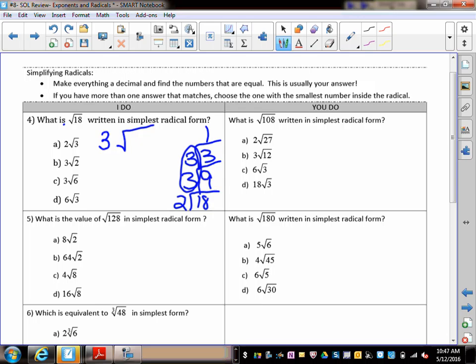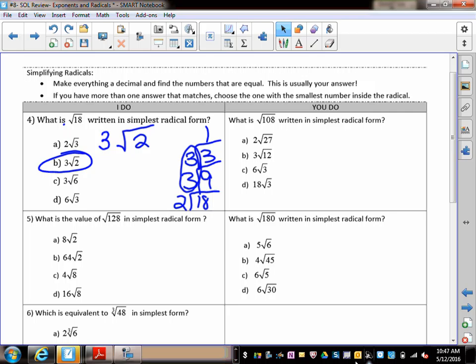So 2 times 1 is just 2. Remember, we're breaking it up with division. We put it back together with multiplication. So I'm multiplying 3 times square root of 2. What's your answer choice? B. Good. Now what's nice with these is these are just numbers.